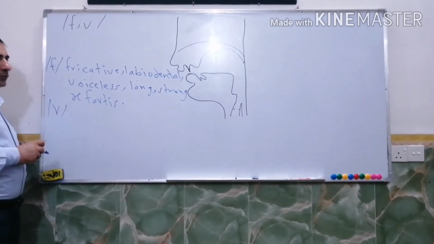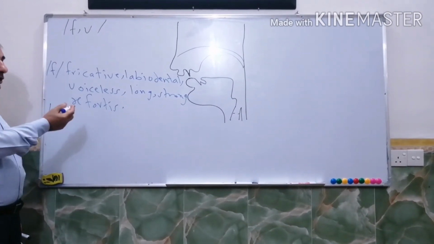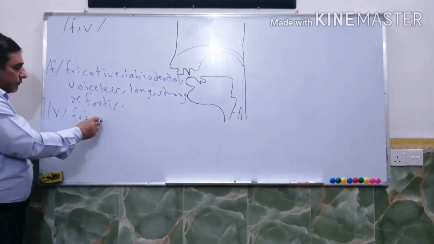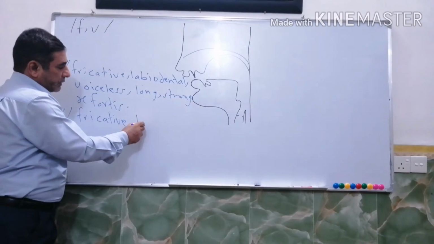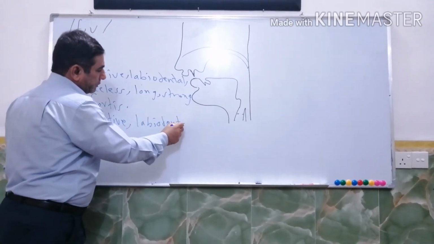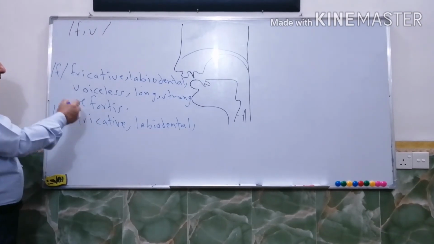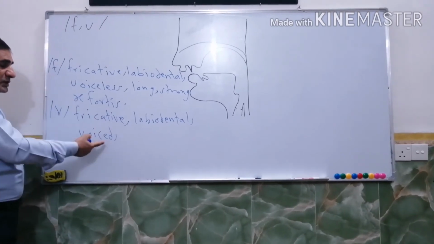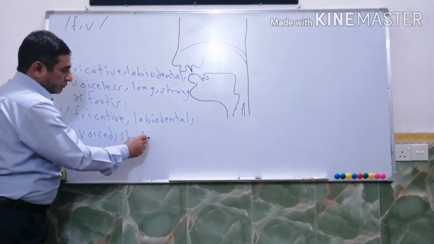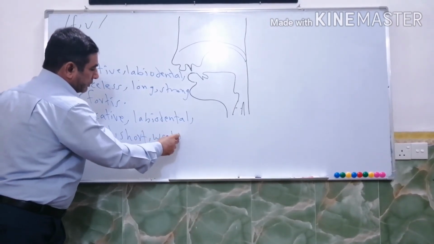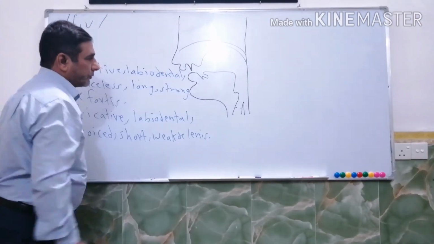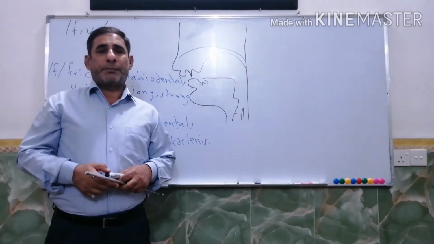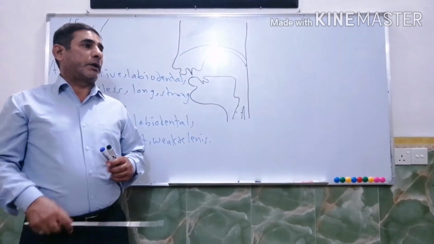What about /v/? Now move to /v/. Of course, the same goes for /v/, except in some points. It is also a fricative, and also labiodental, but it differs from /f/ in that it is voiced, not voiceless. Since it is voiced, it will be short, weak, and lenis. And these are the points related to the production of /f/ and /v/.